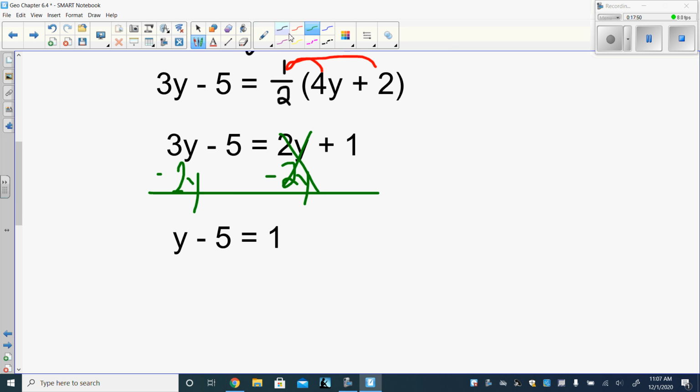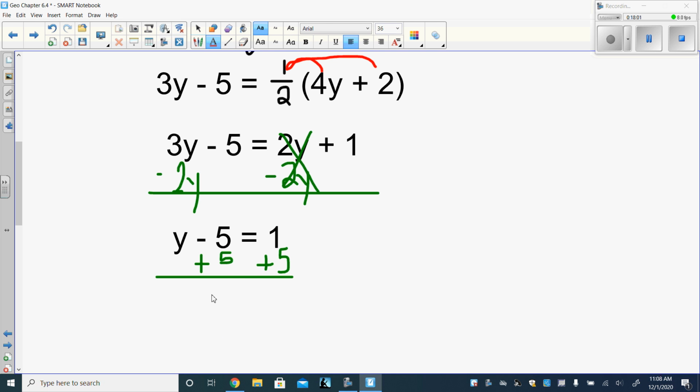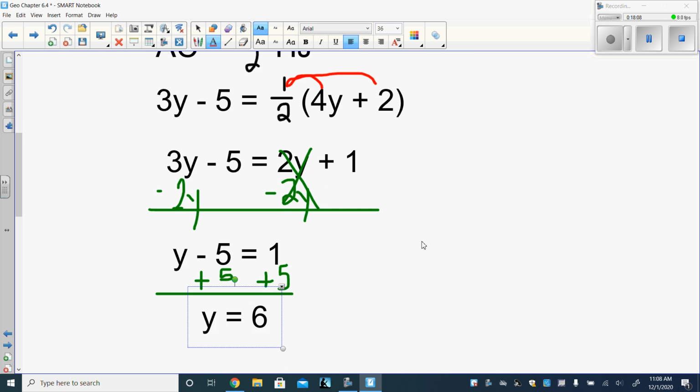Now the next thing we need to do is, again, we're trying to get y by itself. So this time I'm going to add 5 to both sides. And when I add 5 to both sides, I'm left with y is equal to 6. So I found the value of y.